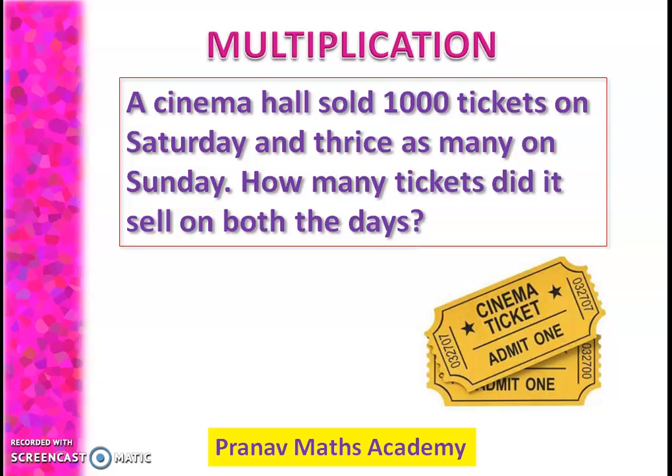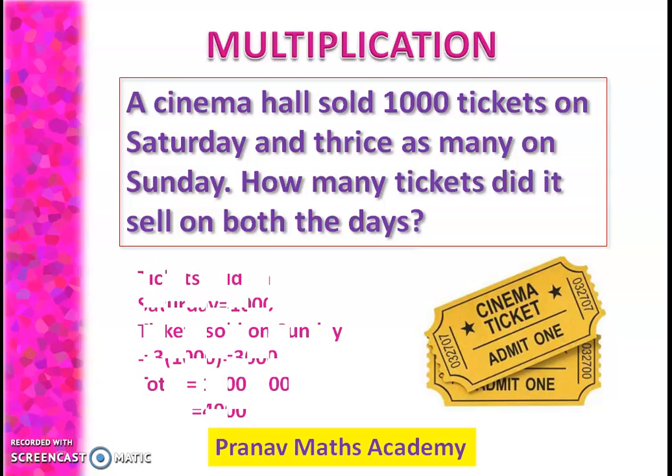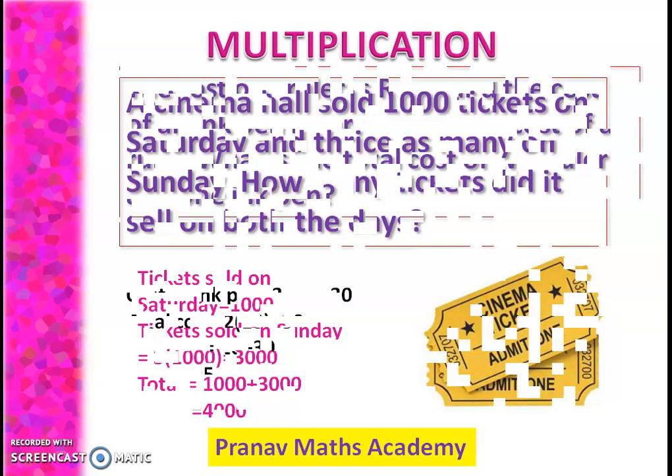Next question. A cinema hall sold 1000 tickets on Saturday and thrice as many on Sunday. How many tickets did it sell on both the days? Here you cannot simply multiply. You have to find how many tickets were sold on Sunday, then add it to the tickets sold on Saturday. First, tickets sold on Sunday is 3 times, therefore 3 into 1000 equal to 3000. Then add it with the tickets sold on Saturday. We get 4000. 4000 tickets are sold on both the days.